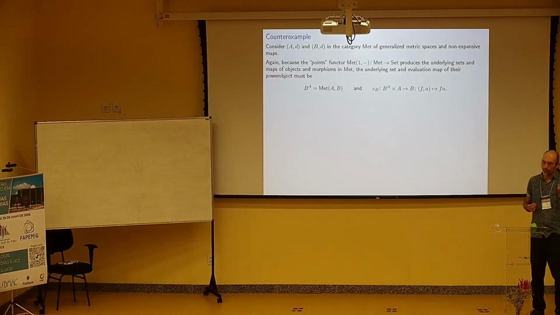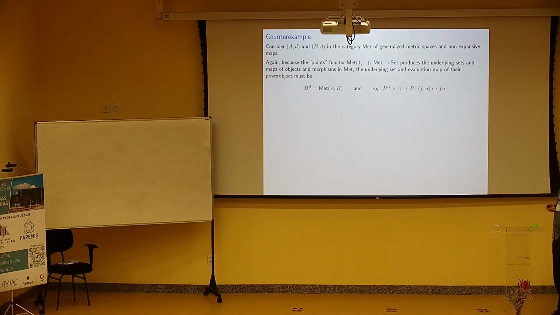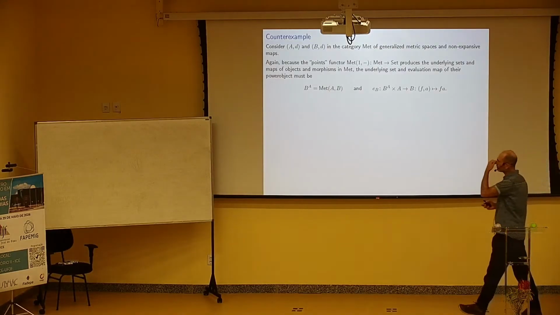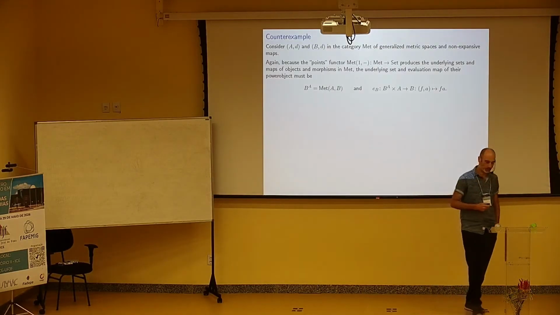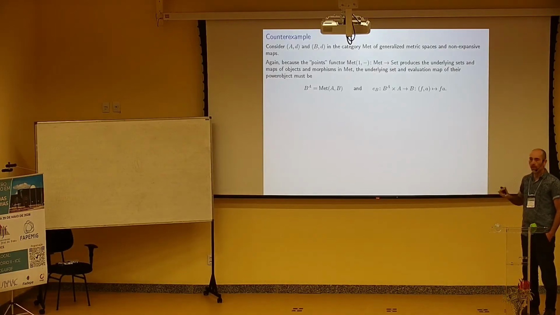So a morphism between metric spaces is a distance increasing map or non-increasing map. And so the terminal metric space is a singleton, and the distance preserving function from a singleton to a metric space picks out one element. So again, points are elements of the underlying set. So again, you have no choice if you want to compute a power object, B to the A. Its elements must be the morphisms from A to B. And the evaluation map must have pointwise evaluation.